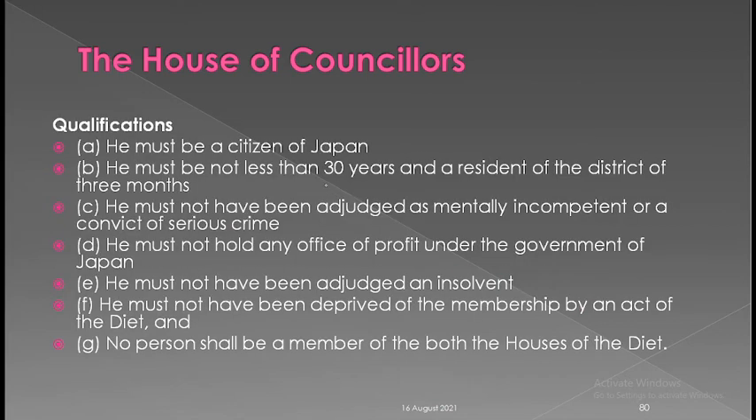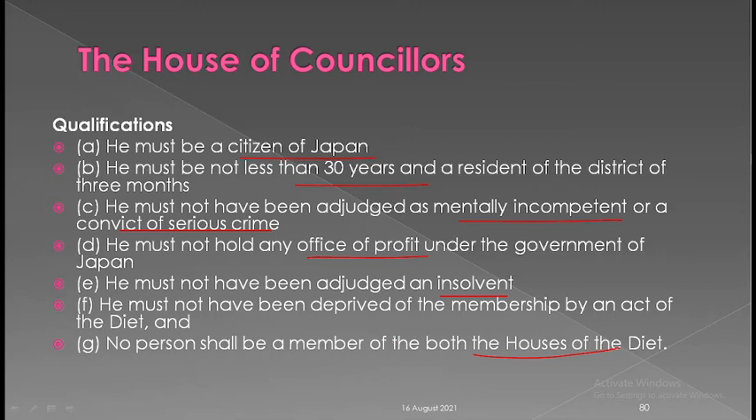Qualifications. To become a member of the House, a person must first be a citizen of Japan, not less than 30 years, and a resident of the district for 3 months continuously. He must not have been adjudged mentally incompetent or convicted of a serious crime. He must not hold any office of profit under the government of Japan. He must not have been adjudged insolvent. He must not have been deprived of the membership by an act of the Diet, and no person shall be a member of both houses of the Diet. These are some of the qualifications to become a member of the House of Councillors.